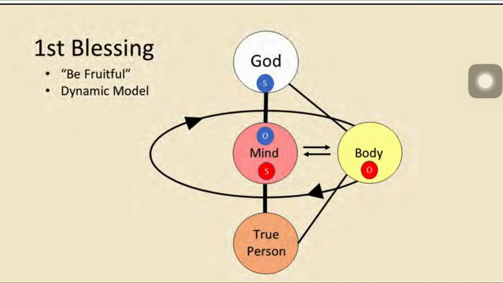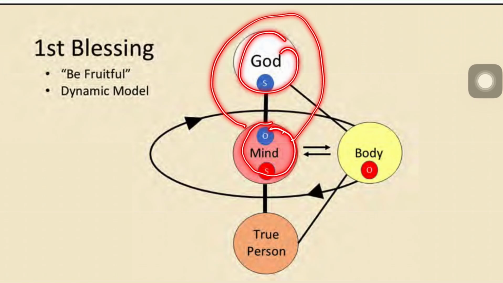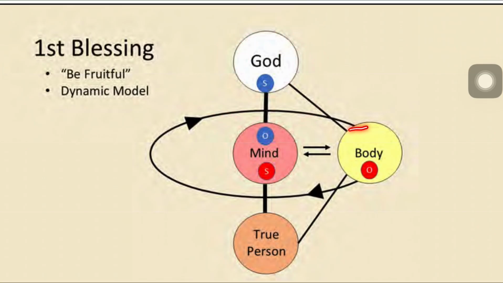So, this is the mind is the object of God. So, the mind is going around the will of God, rotating around the will of God, the mind. And the body also rotates around the mind, following the will of the mind, which is connected to God. If this mind and body of a person is doing like that, then he becomes a true person.